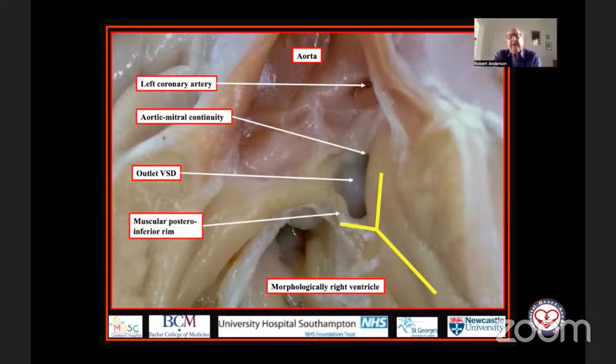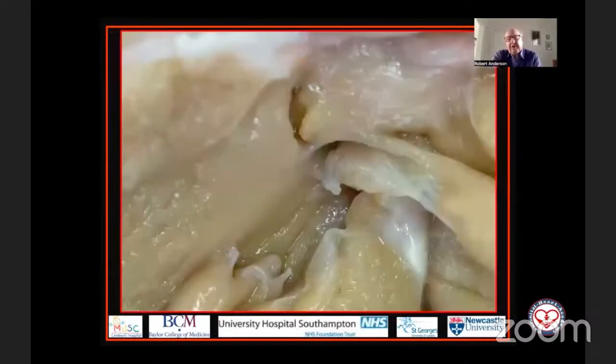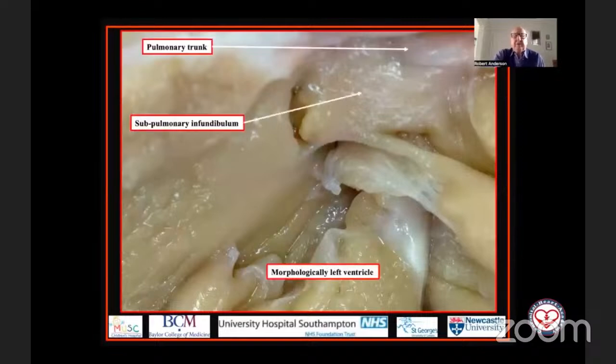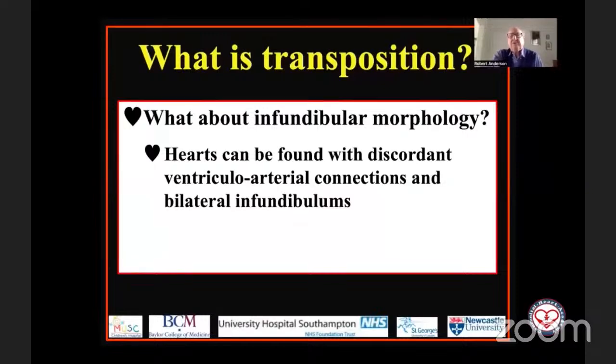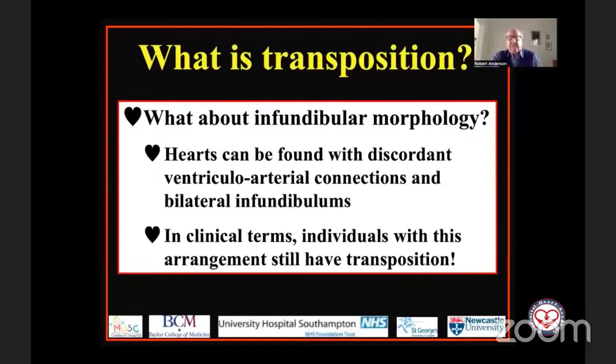So here again, we have a heart that satisfies the criteria of transposition, because if we look at the other side of the heart, here is the morphologically left ventricle giving rise to the pulmonary trunk. Another problem, because here there is an infundibulum in the morphologically left ventricle. But again, we have discordant ventricular-arterial connections. So what about infundibular morphology? You've now seen that hearts can be found with discordant ventricular-arterial connections and bilateral infundibulums. So in clinical terms, these individuals do have transposition.